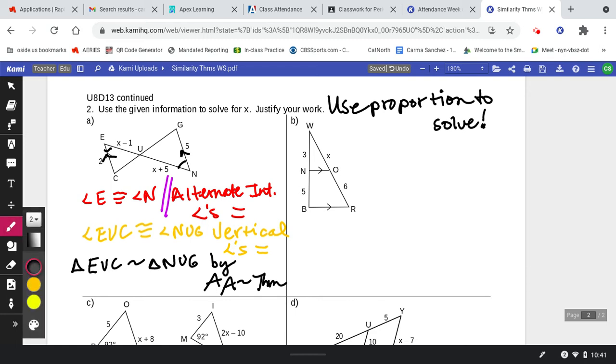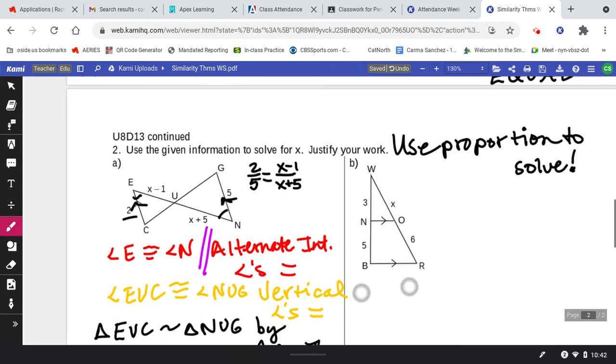Now that we know that they're similar, now we can solve the proportion. So here I go. I'm going to say, notice the side lengths that have numbers, and I'm going to go small to big. 2 is to 5 as, I went small to big or left to right, so x minus 1 is to x plus 5. I'm actually going to write this up here because I'm going to run out of space.